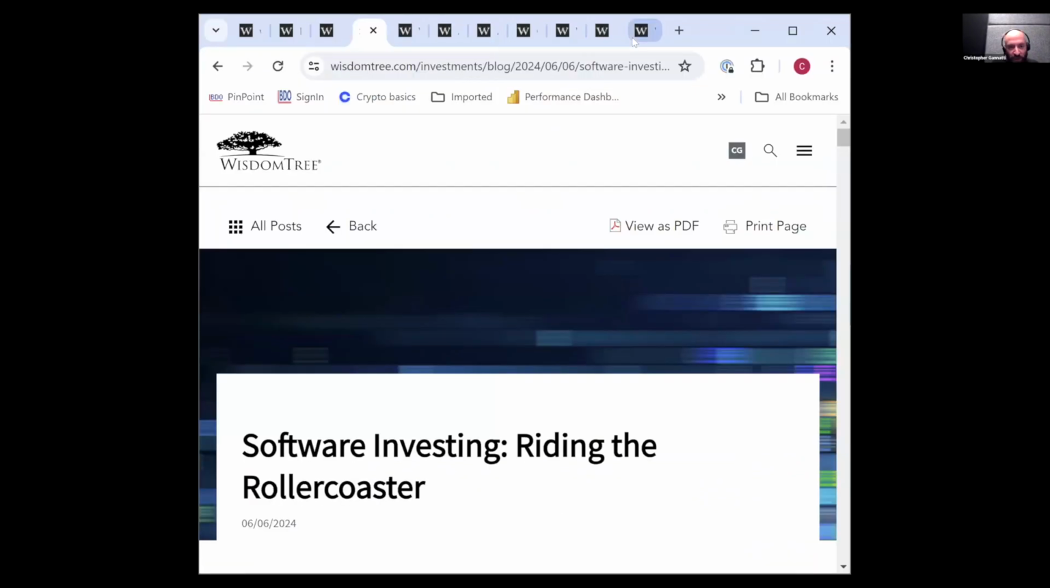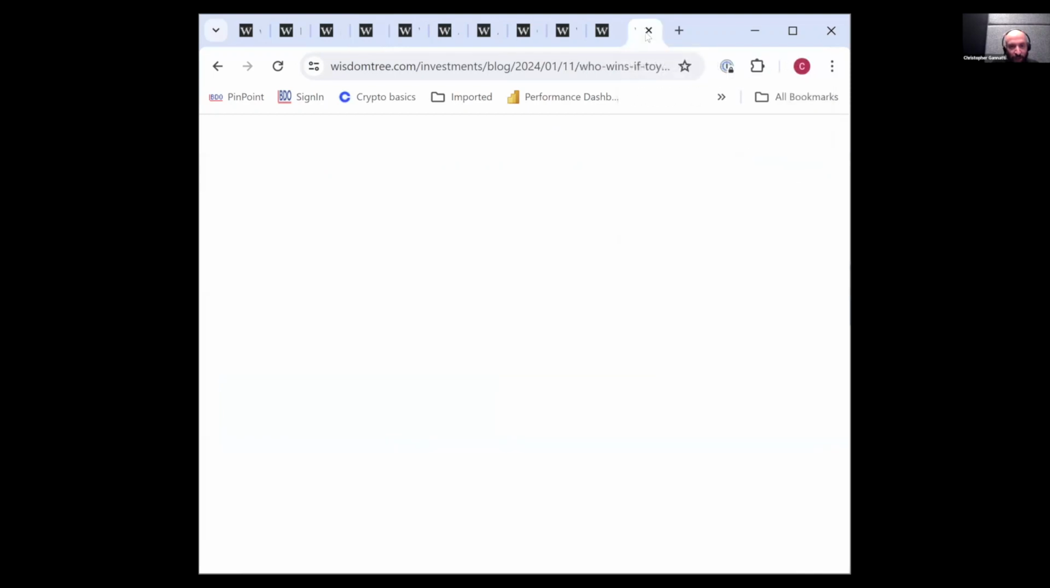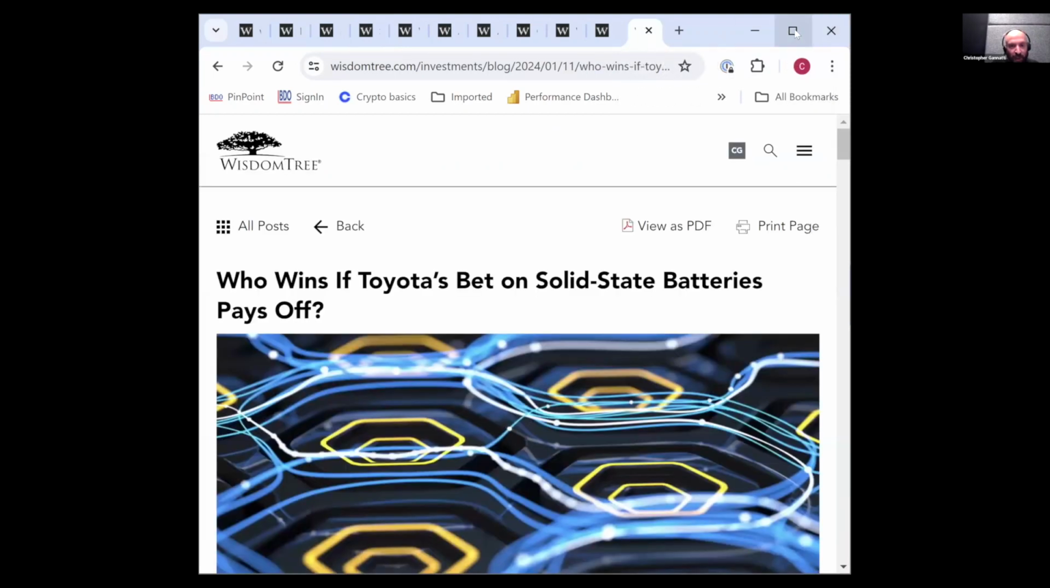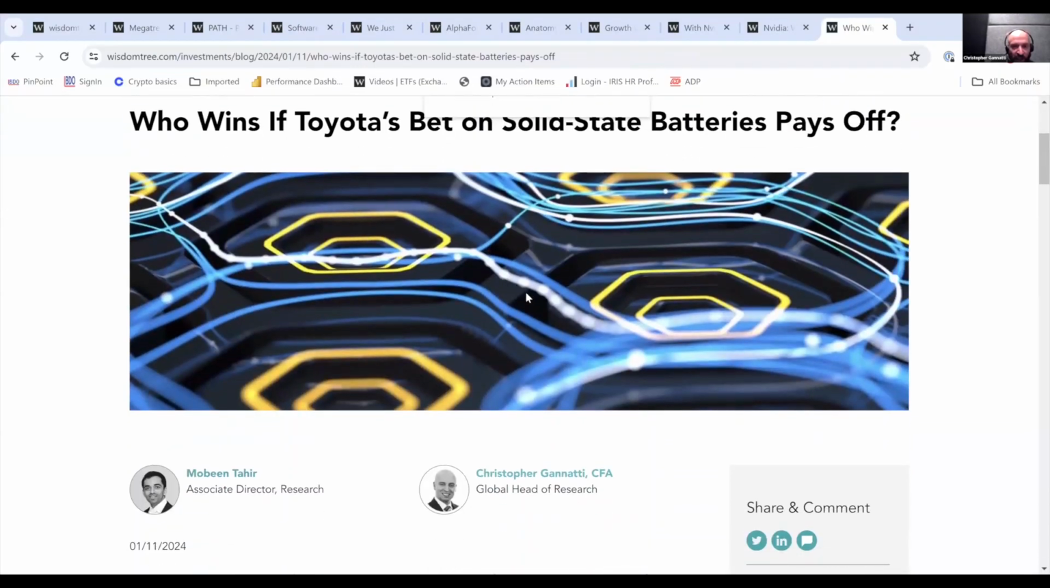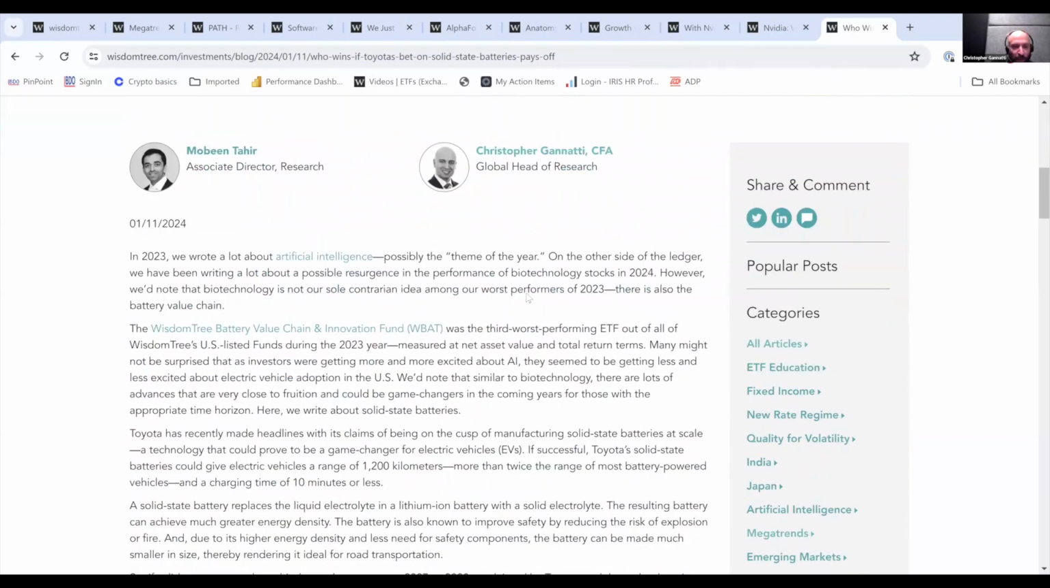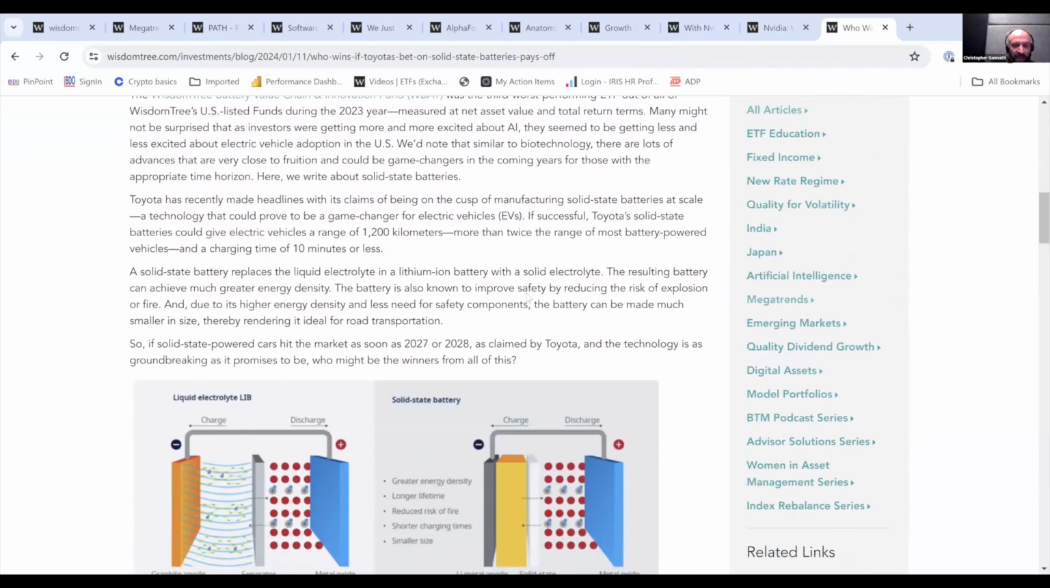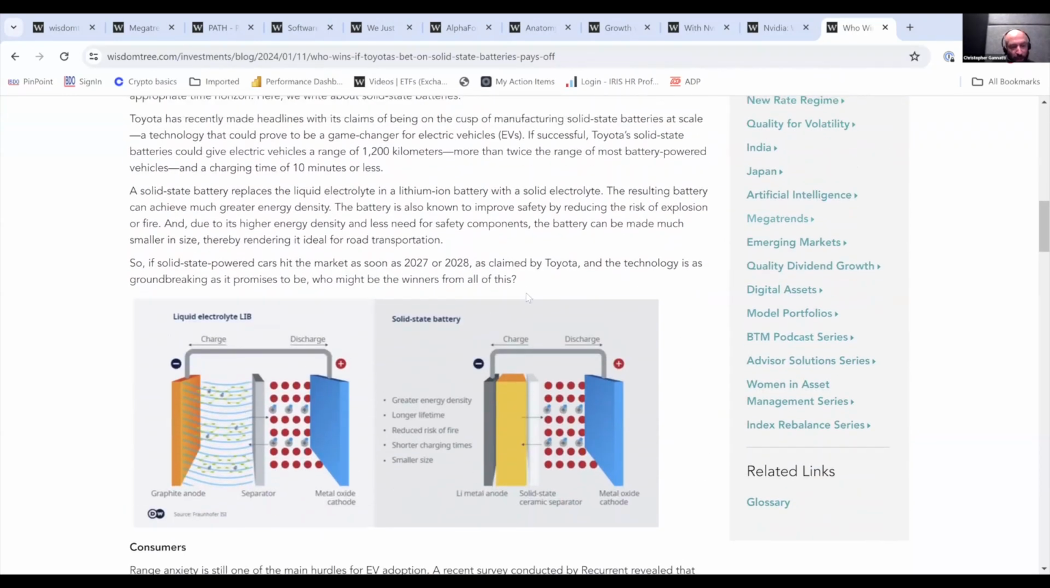Now, Mobeen was also talking a bit about the energy transition. So, Mobeen and I collaborated on this piece. And Mobeen, I know with batteries and electric vehicles, there's a lot of ways that you can take it, but how would you summarize the key takeaways that we were writing about in this particular piece?